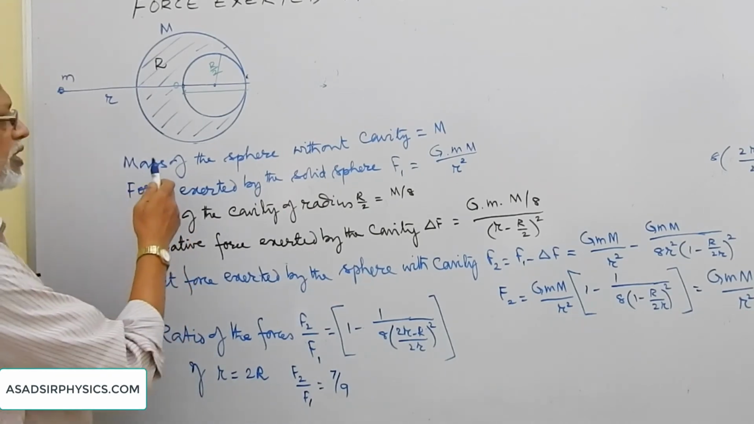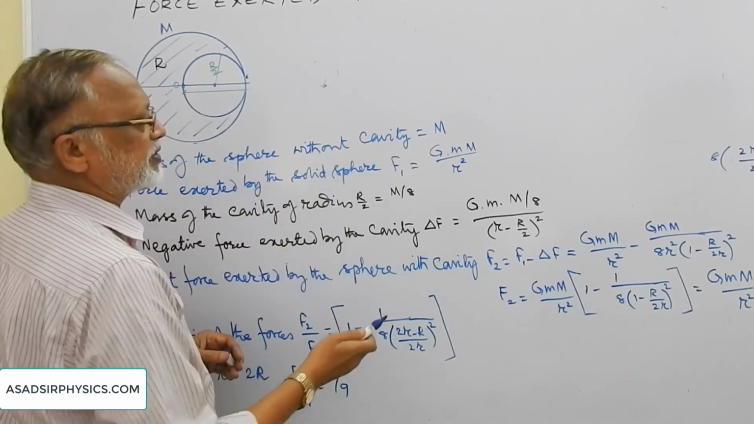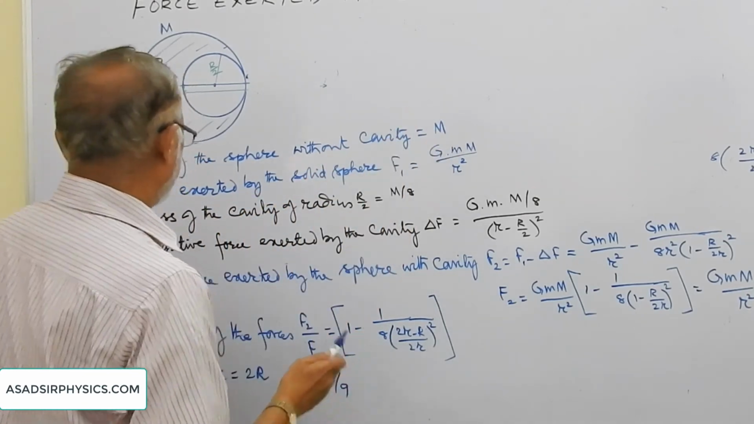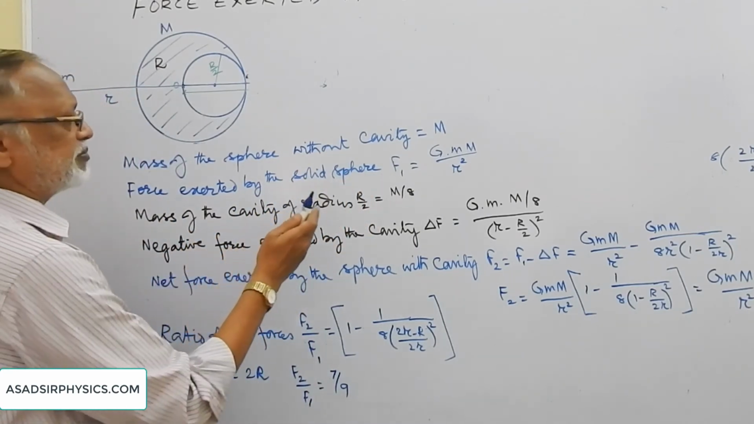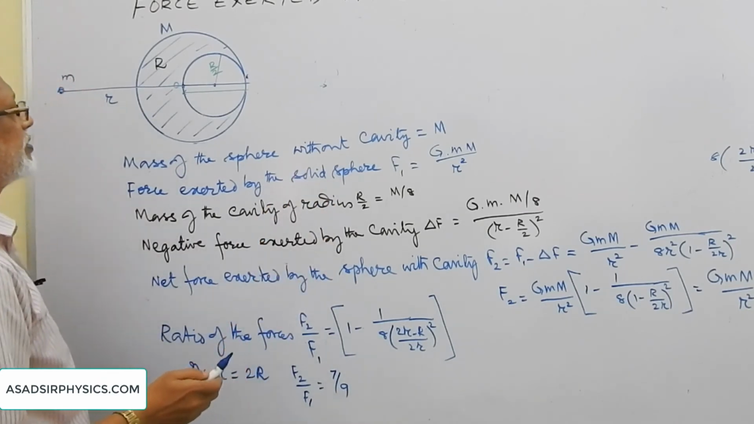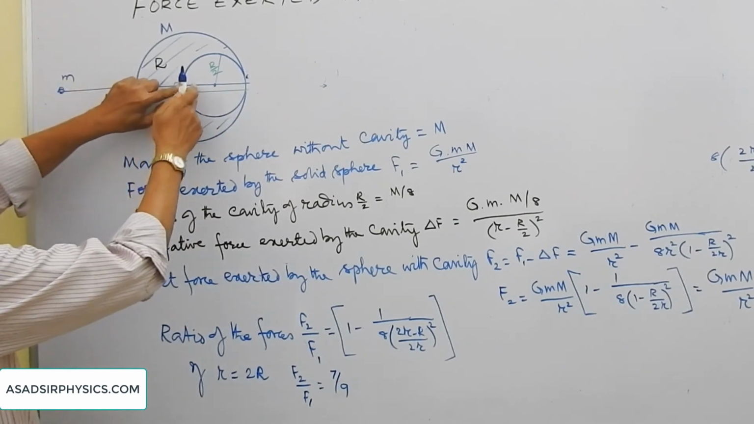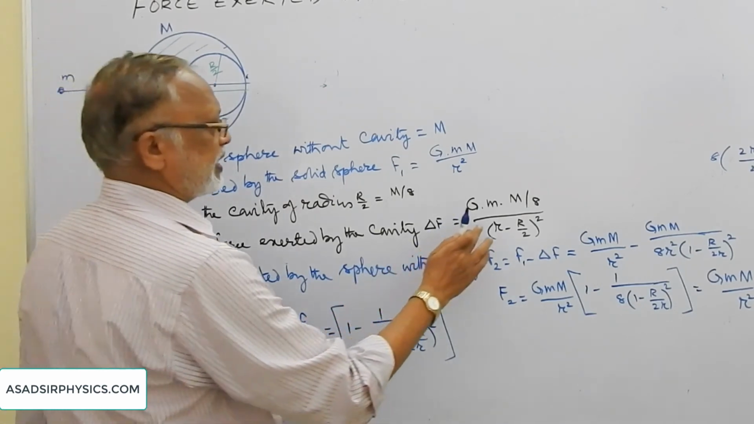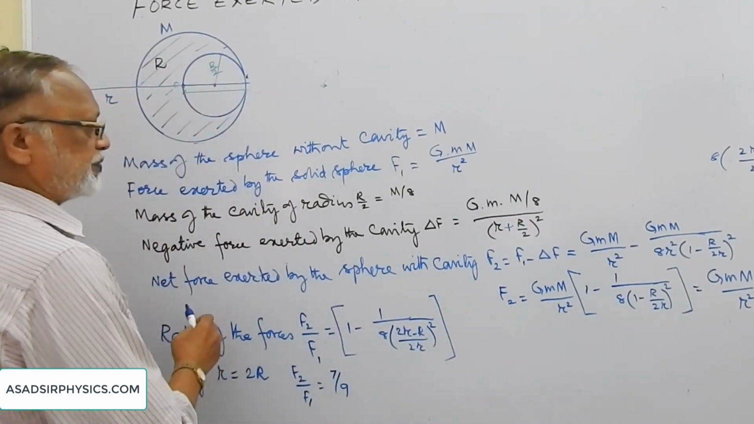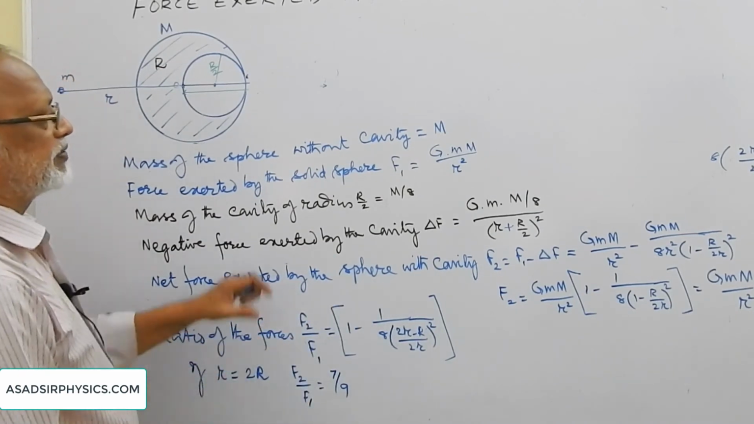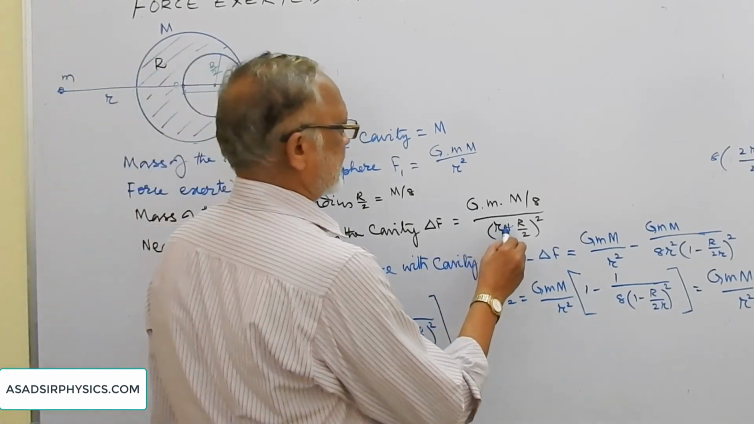Then as before, the mass of the sphere without cavity is M and the force exerted by the solid sphere, F1, is equal to GMm by r square. The mass of the cavity of radius R by 2 is M by 8. The force exerted by the cavity, delta F, is equal to, now the center of the cavity is at a distance r plus R by 2. So here we have to write (r plus R by 2) whole square. The net force is the force exerted by the solid sphere minus the force exerted by the cavity.